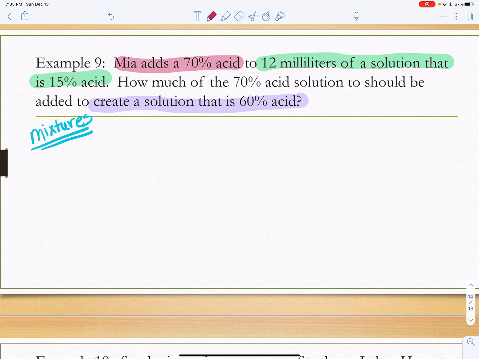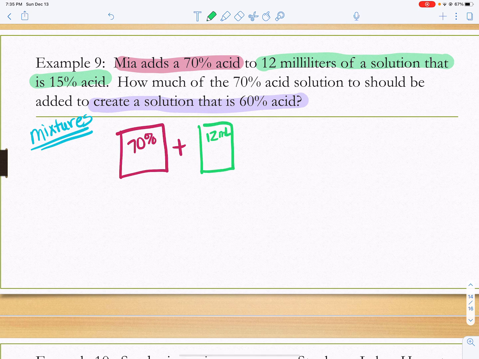So what you're doing is taking this pink amount, which is 70% acid, and mixing it together with the green amount, which you know a couple of things about. You know it's 12 milliliters, and you know it's 15% acid. In the end, you want that to equal an amount that is 60% acid. Even just using common sense, because sometimes that's half the battle in math, you know your answer is going to have to be a lot bigger than 12 milliliters, because you're only turning the 15% into 60%.